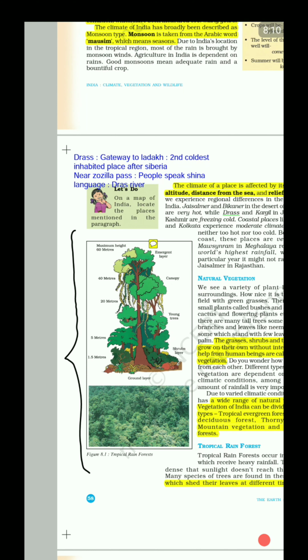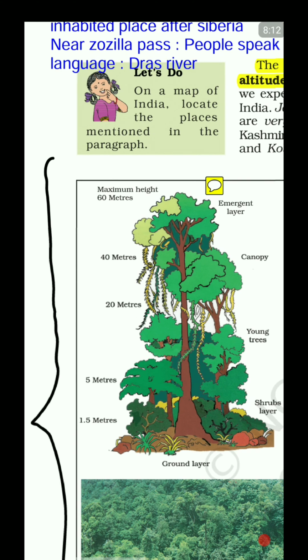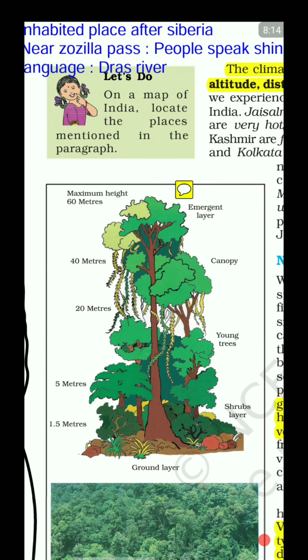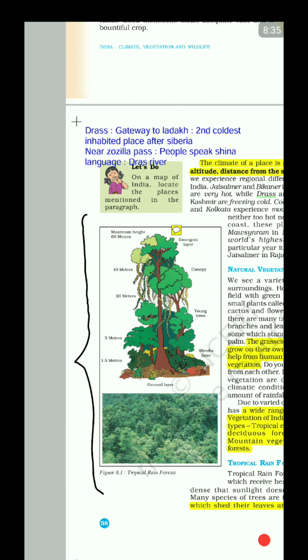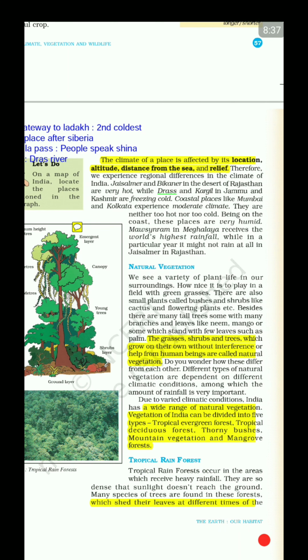Now, a very important classification which we normally don't know is up till 1.5 meters we have shrub layers, up to 5 meters we have young trees, right? Up till 40 meters we have canopy, and up till 60 meters we have emergent layers, right? So very important. So next we move to what is natural vegetation.